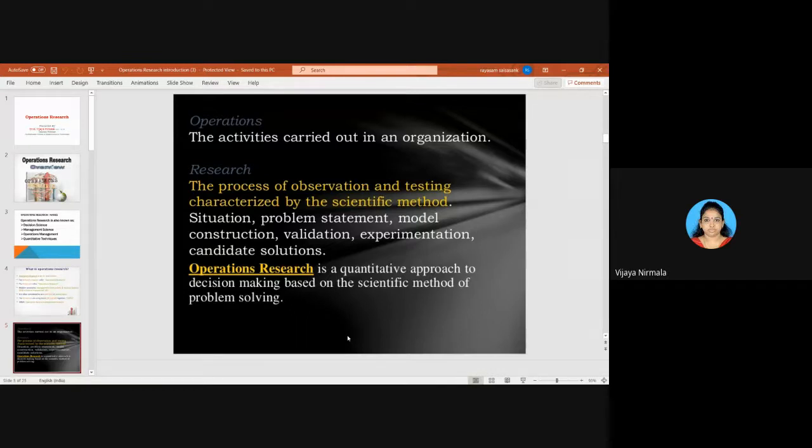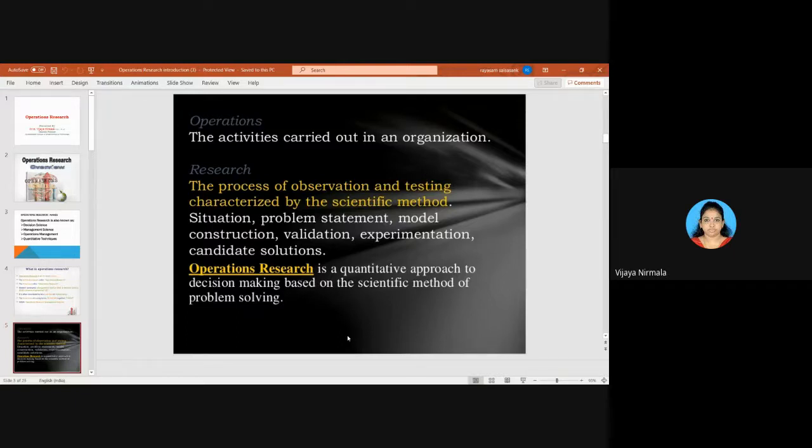And the next one is validation. When you use the model, based upon that, you need to validate and make some experimentations, that is, testing, right? You will test and you will analyze. Validation: whether it is true or not is being tested.